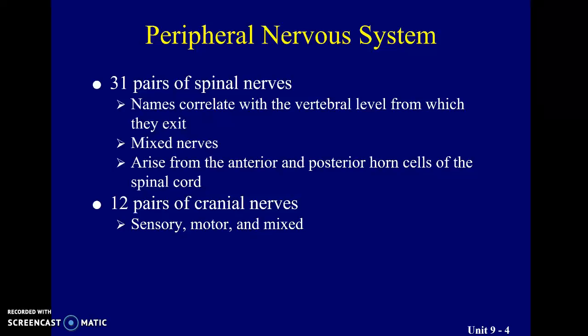Then we have 12 pair of cranial nerves, and again, even though the spinal nerves are connected directly to the spinal cord, cranial nerves connected directly to the brain, these are by definition nerves because they are bundles of axons in the peripheral nervous system.